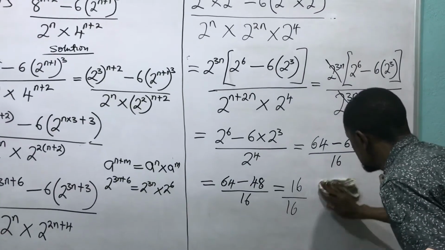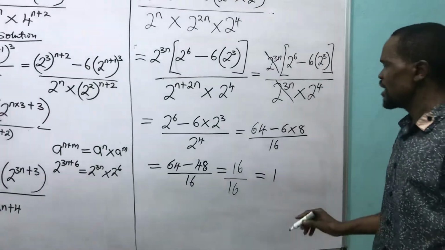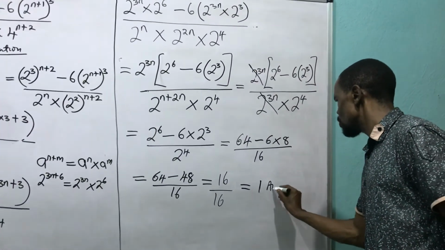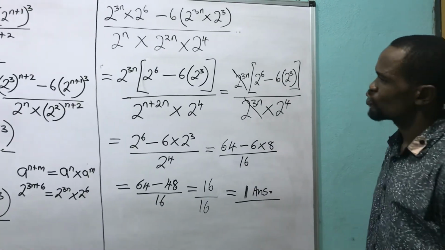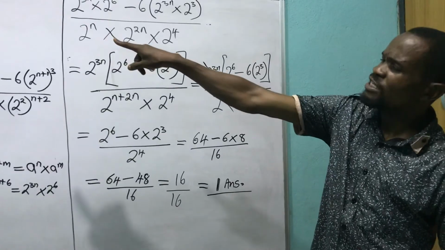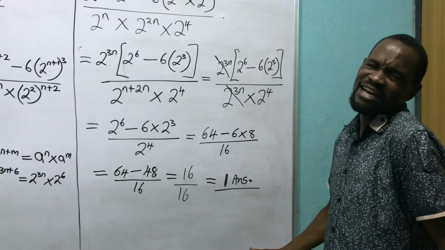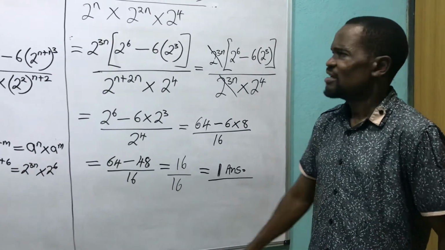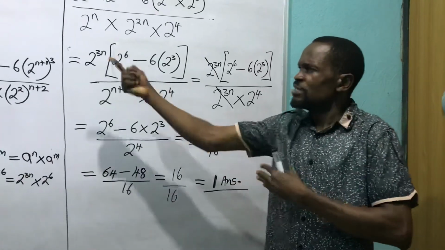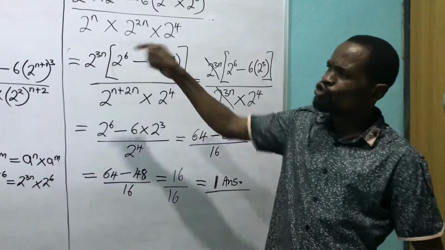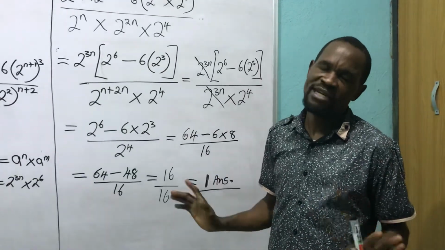64 minus 48 will give me 16. This divided by this will give me 1. That means my answer is what? 1. That's the answer to this question. When we simplify this question, we are going to have 1 as our answer. I believe this is clear to you. So whenever you are given an expression like this to simplify, you have to reduce the bases to the lowest base. That's the fact here, and that's what you do whenever that is given to you.